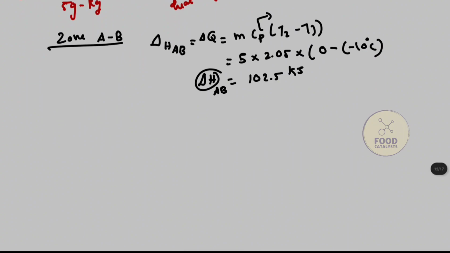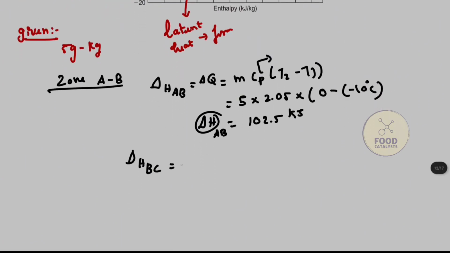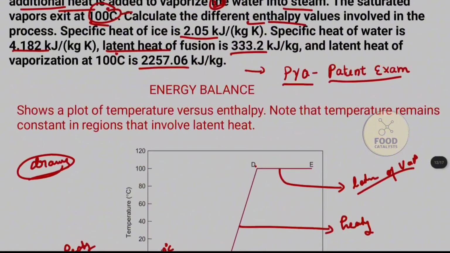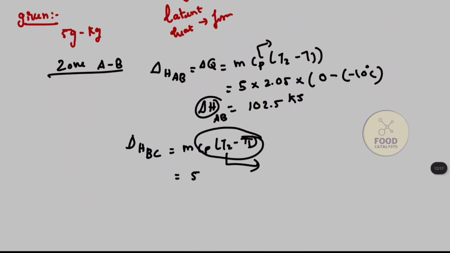Okay, done. I have calculated the first enthalpy. Now I am going to calculate the second one, del H of B to C. Here latent heat is involved. The formula is same, m Cp (T2 minus T1) only, but here the temperature and the specific heat are not involved. Mass is still the same, 5 only. But because of this, we have latent heat. So I'm going to substitute the latent heat here instead of the Cp (T2 minus T1). It is 333.2, and the answer if I calculate is 1666 kilojoule.